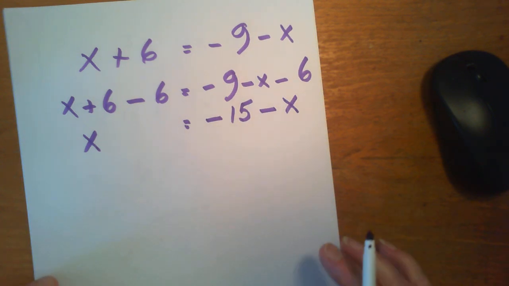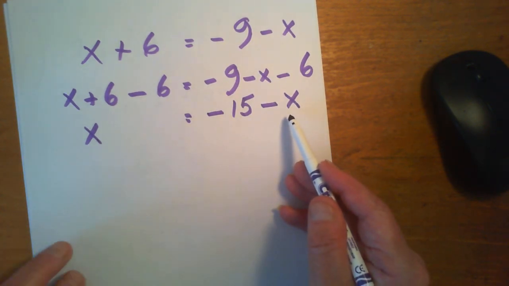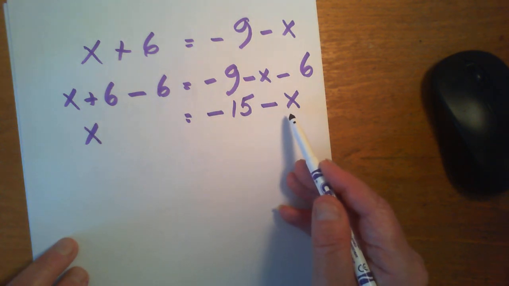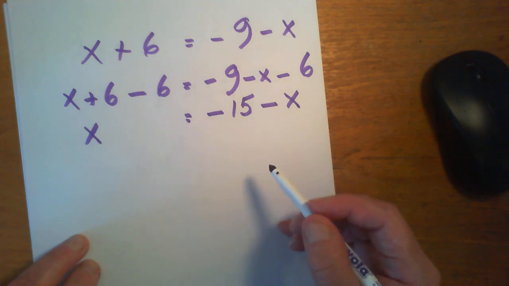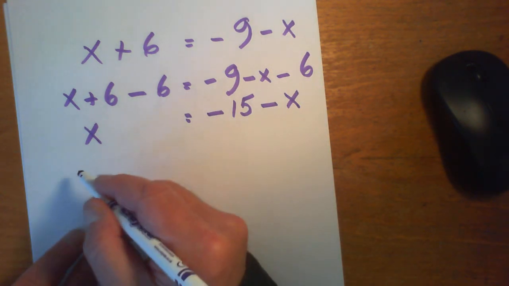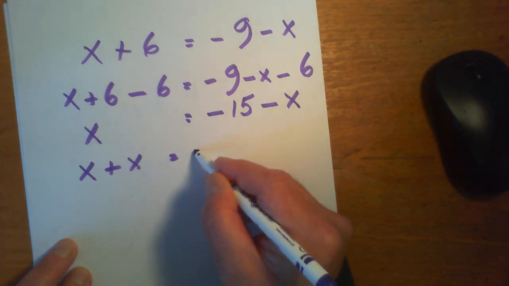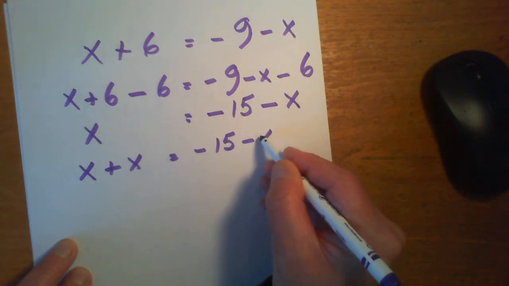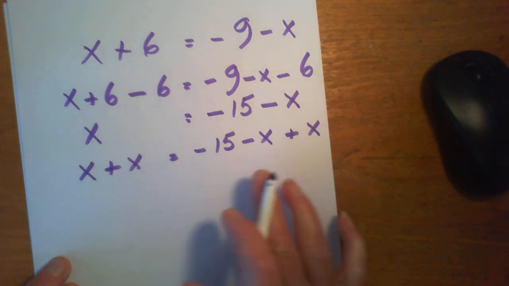Now, that's the next thing. I don't want that there. So that's a minus x. Now I can get rid of that by adding x to both sides, okay? So x plus x equals minus 15 minus x plus x. So adding x to both sides.